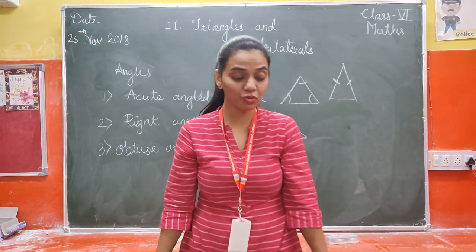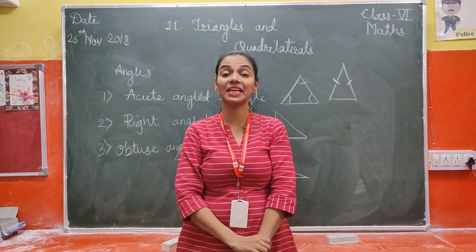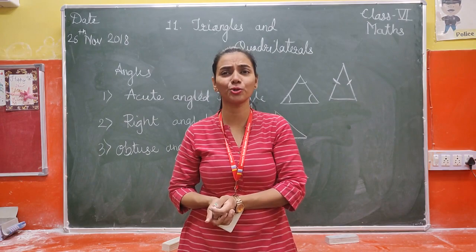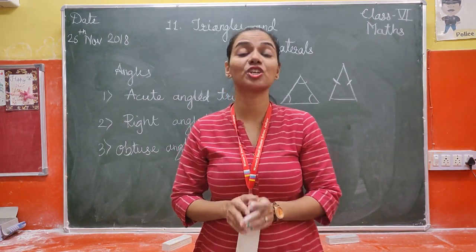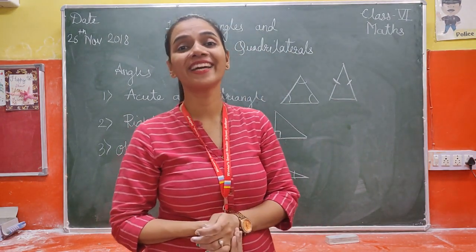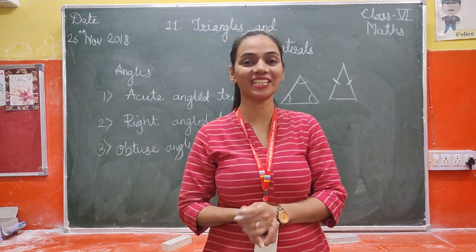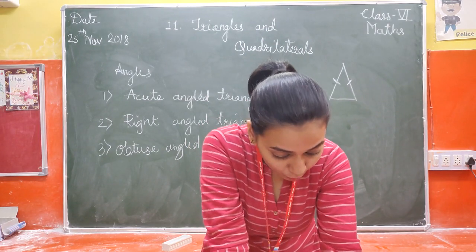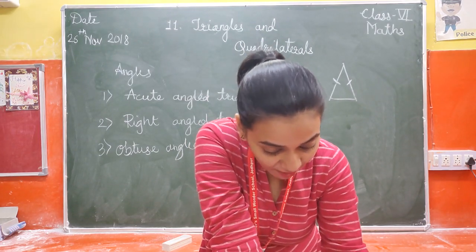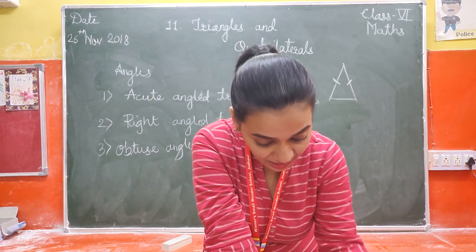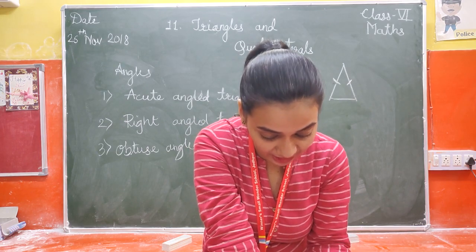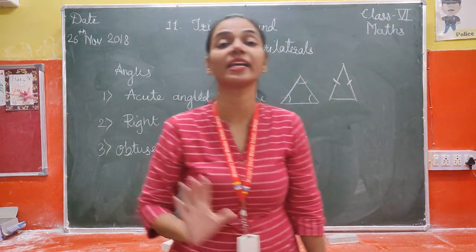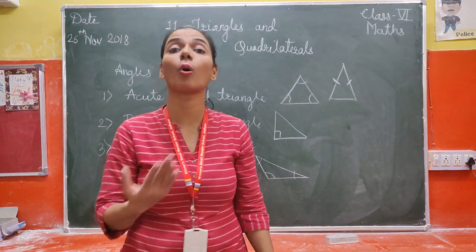Second one, which triangles have all sides equal? Can you tell me which triangles have all sides equal? I have already told you. The triangle which has all sides equal is called an equilateral triangle. Got it? So you can see here, what are such triangles called? You can see A1, A, B, G, J and K. So A, B, G, J and K are equilateral triangles because they have all sides equal.